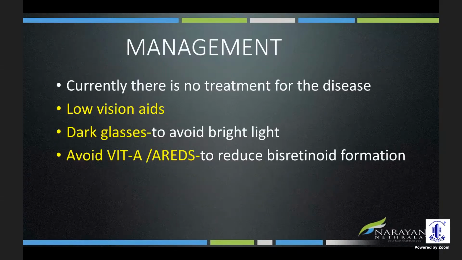I was telling, in Stargardt's group of disorders, vitamin A and A rate supplements should not be given. The reason being, it will stimulate the visual cycle and the toxic byproducts will increase. So these things should be avoided, because I still keep seeing patients who have this prescription for vitamins and vitamin A and all. That should not be done.